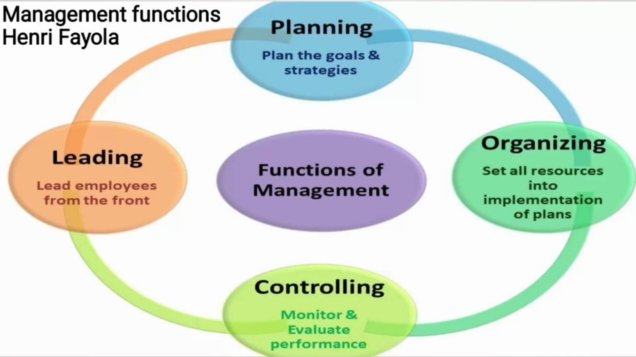Number 3 is controlling. In controlling we monitor and evaluate performance. Like we are monitoring what the rate is, and we are evaluating what benefits we are achieving. And number 4 is leading. Leading means leading employees from the front. As a leader, I will lead the employees. I am the TL, the team leader. Those are my PAs, my personal assistants.